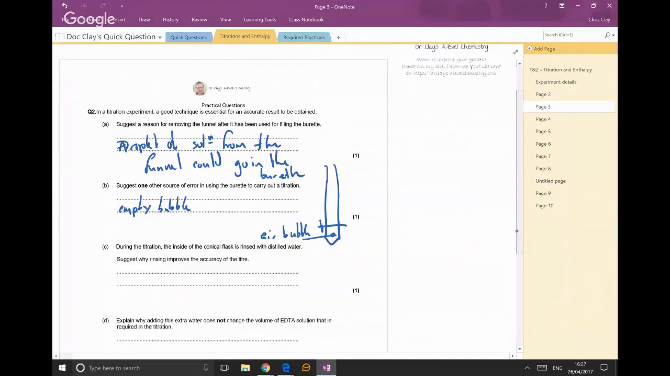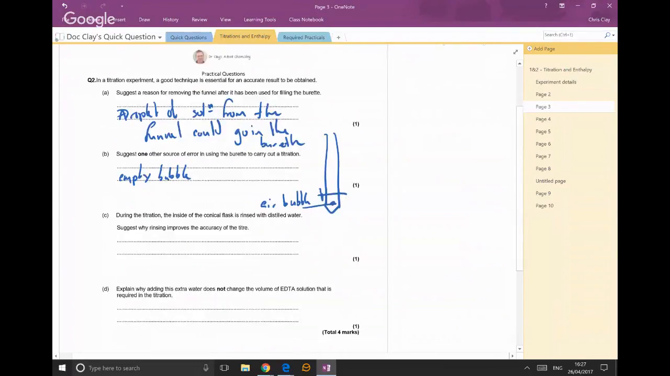Okay. During the titration, the inside of the conical flask is rinsed with distilled water. So here we're talking about rinsing. Whenever we're rinsing with distilled water, it's going to ensure that any excess reagent is washed into the sample. We're using distilled water, so it's not going to affect the number of moles because there's nothing else in the water. It's just H2O.